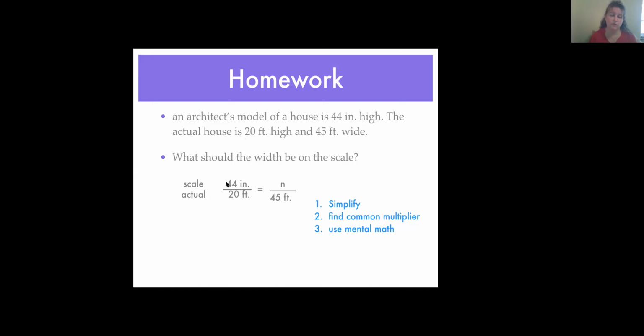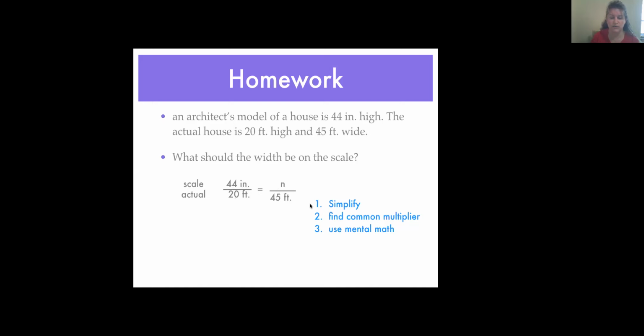So first off, we are going to put in a proportion. Here's our known information. The model of the house is 44 inches. That's the scale. That's the proportion drawing, however you want to say the model. And that's 44 inches high. But the actual house is 20 feet high. So 44 inches represents 20 feet. All right. I have it at 45 feet wide. I know that, but how many inches should it be on the model, on the architect's drawing?